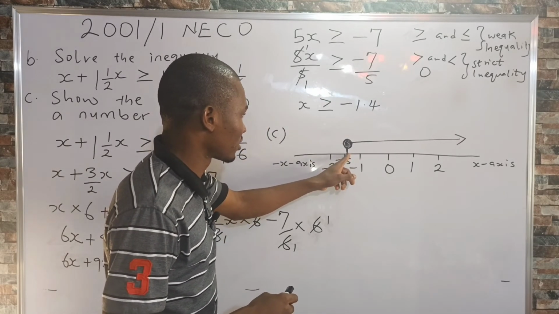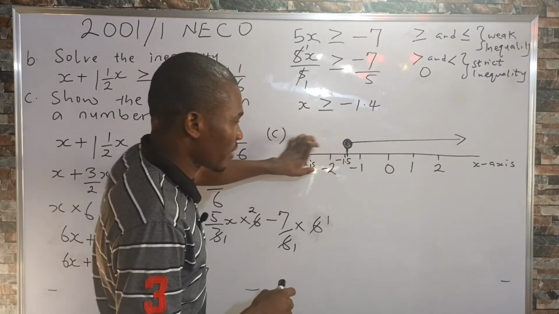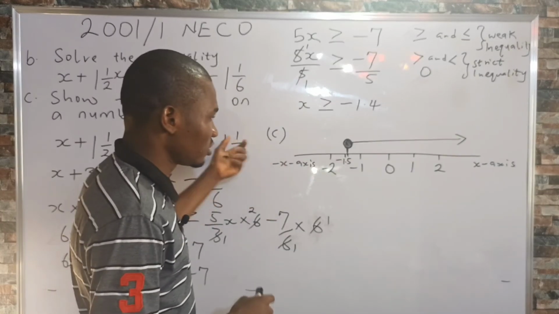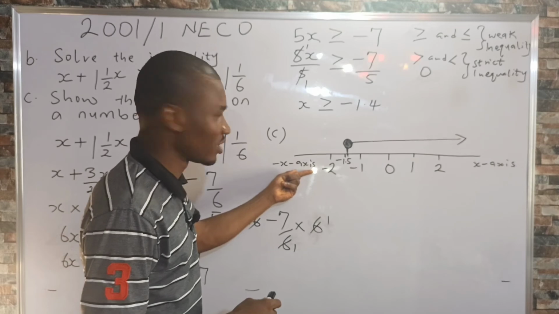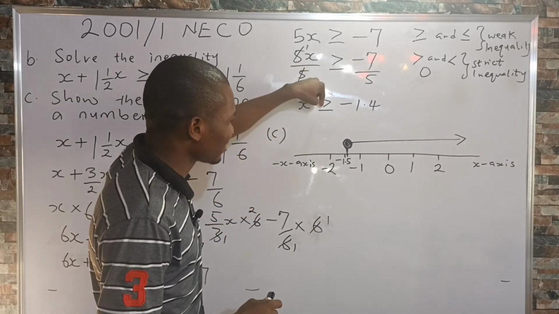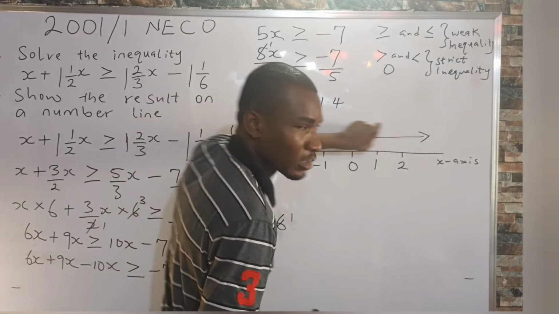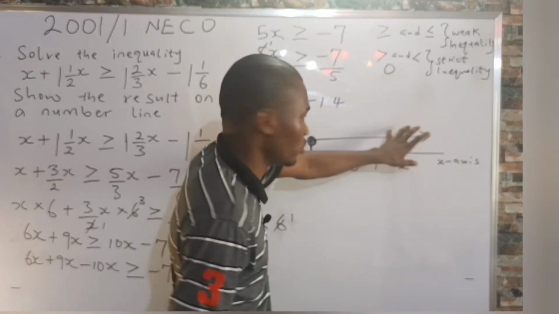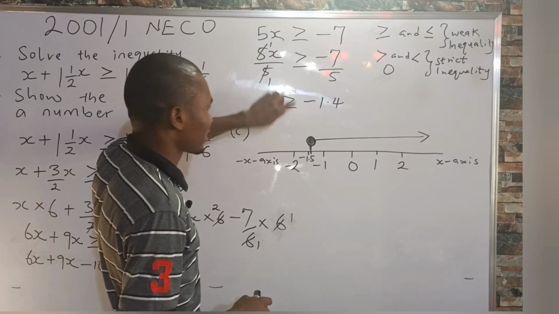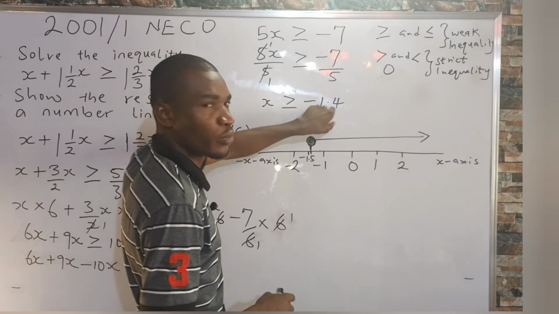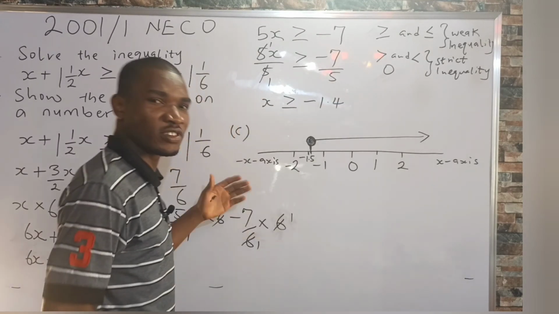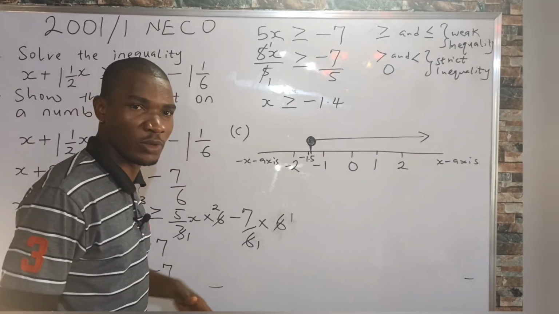And since here is our negative 1.4, every other value that we proceed to on this negative x-axis side should be less than negative 1.4. But any other values that proceed in this positive direction should lie in the range greater than or equal to negative 1.4. Alright, this is basically how to solve a given problem of this kind.